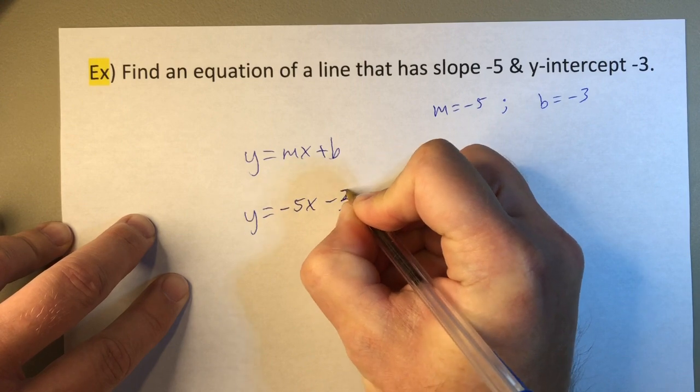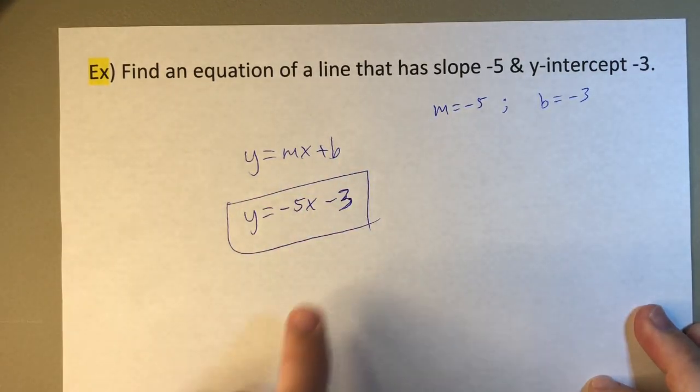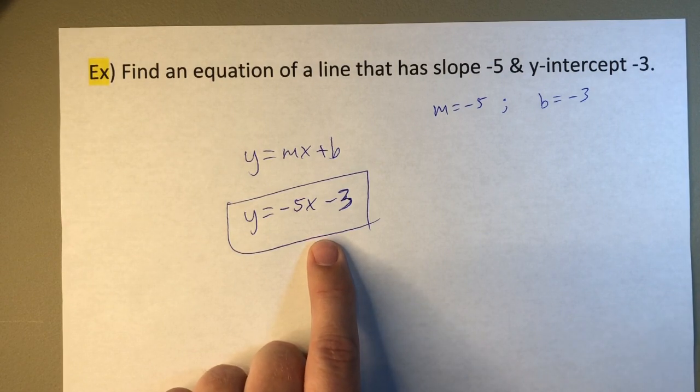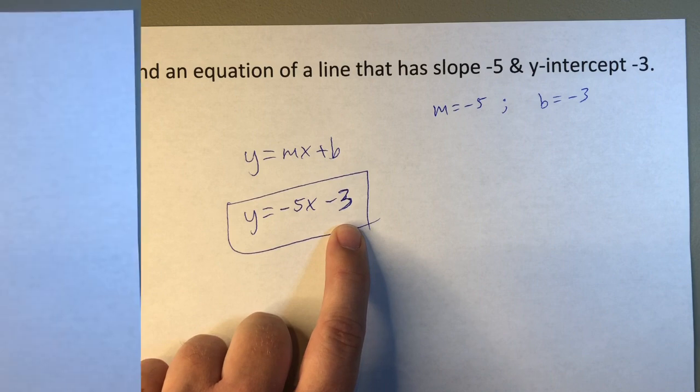Ooh, minus 3. I still can't draw 3. Jeez. Okay, anywho, your correct answer is y equals negative 5x minus 3.